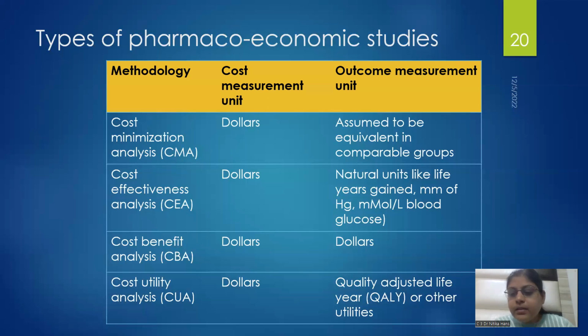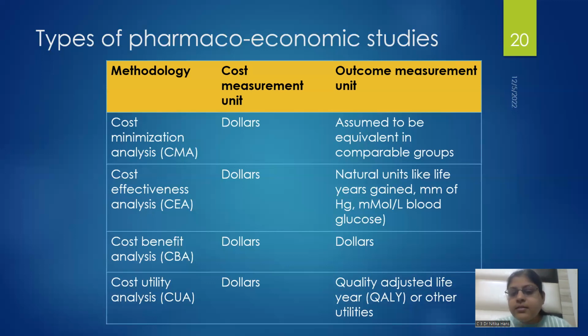This analysis is done on chemically equivalent products, drug therapies that are chemically equivalent, or the same drug with different brand names. That is, the outcome measurement is equivalent. Cost effectiveness means the cost measurement unit is in dollars, but the outcome measurement unit is in natural units, like how many years of life have been gained, how much reduction in blood pressure has been achieved in millimeters of mercury, or blood glucose level reduction in millimoles per liter. It is measured in natural health units.